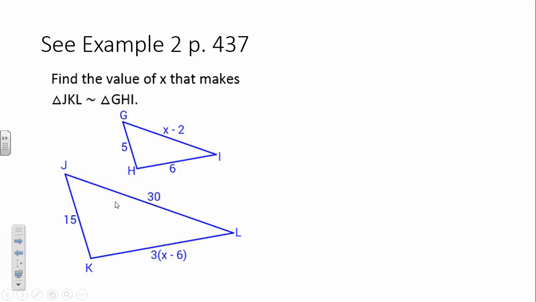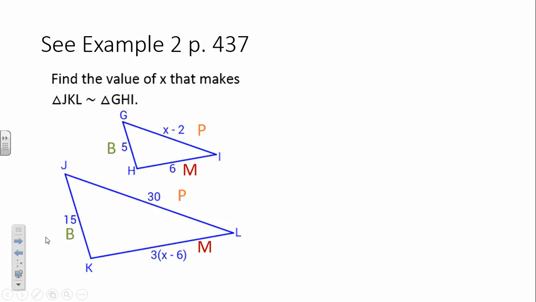So if we look at this and decide that the 30 appears to be the longest side, JL is listed first and last, so that would have to be the proportional side to GI, the corresponding side of GI. And if we decide that the 3 times the quantity x minus 6 is the medium-sized one, then we would have to say the 6 is also the medium-sized one. So we're going to label those the Mama Bears, because KL and HI are listed in order as the second and third letters or angles of our triangle. And then finally, our Baby Bears would be the 15 and the 5.